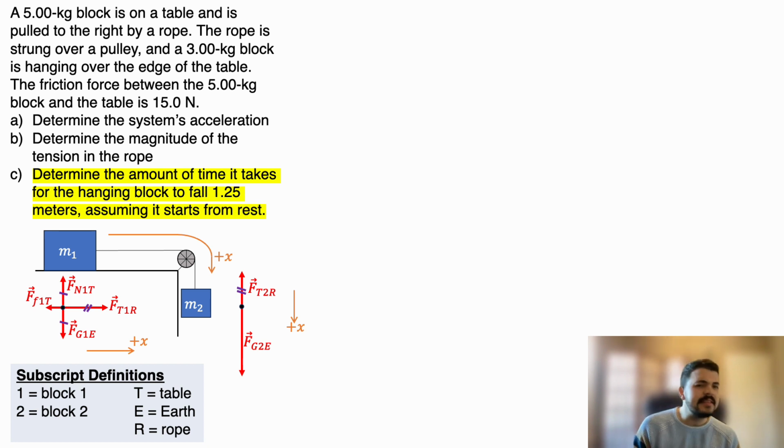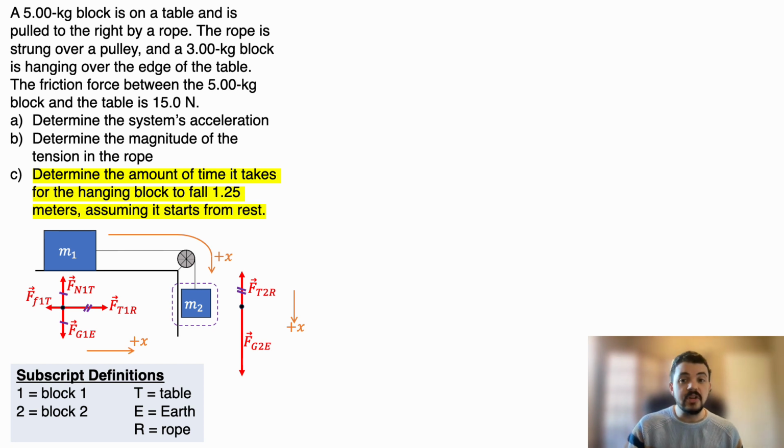I know things about distance and speed. I'm looking for a time. So now I'm thinking it's going to be one of those motion equations that's going to be helpful here. And I'm analyzing the hanging block falling. So the system I'm going to look at for part C of this problem is the hanging block.